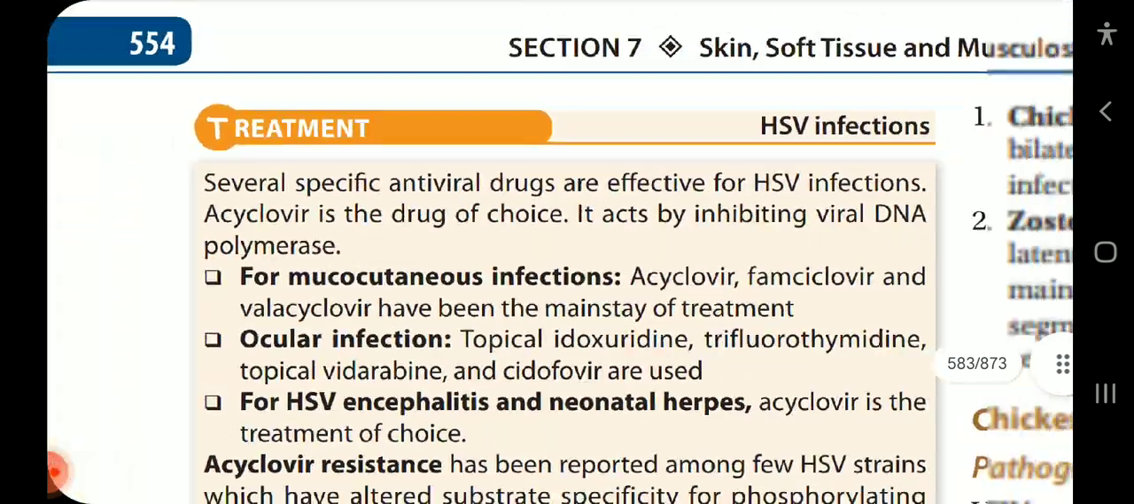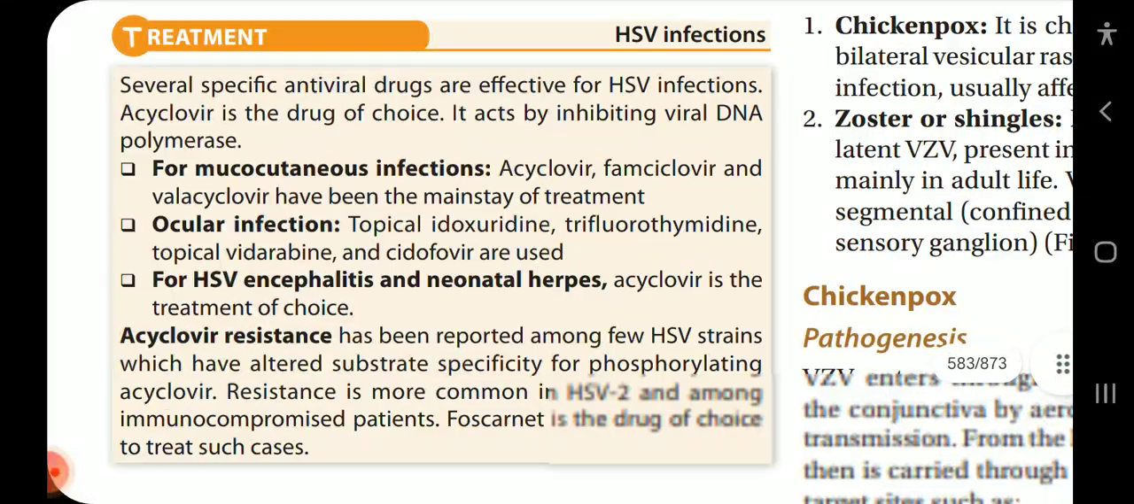Now, treatment of HSV infections. Several specific antiviral drugs are effective for HSV infections. Acyclovir is the drug of choice. It acts by inhibiting viral DNA polymerase. For mucocutaneous infections, acyclovir, famciclovir, and valacyclovir have been the mainstay of treatment.